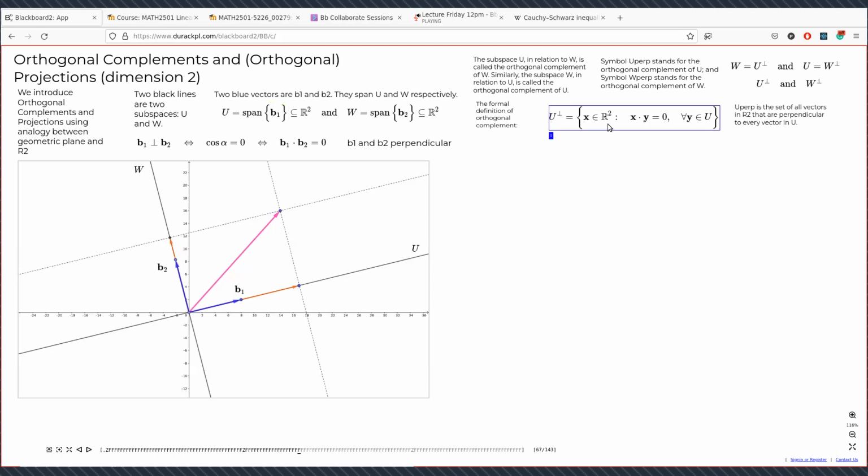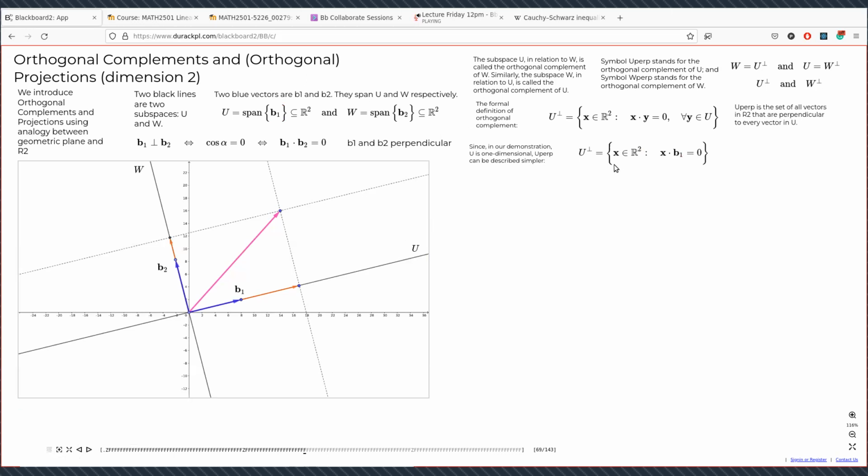Well, first I just say this in plain English. U perp is the set of all vectors in R2 that are perpendicular to every vector in U. That's what this definition reads. Now, thanks to the fact that we know the basis in U, which is one-dimensional in our demo, U perp can be described more simply. Yeah, that's how we can describe it.